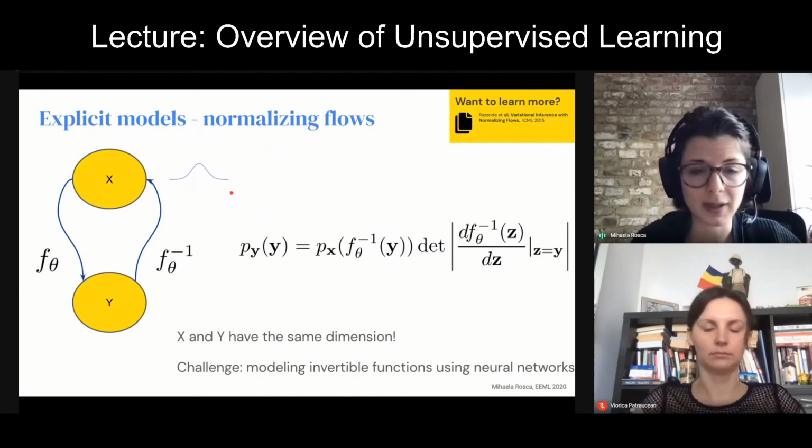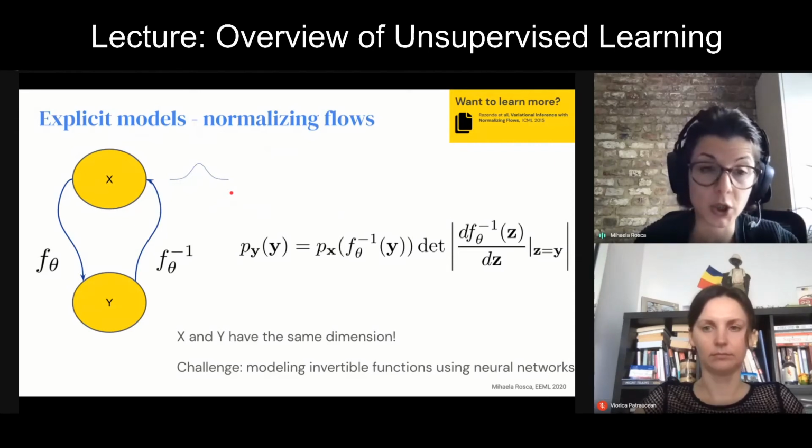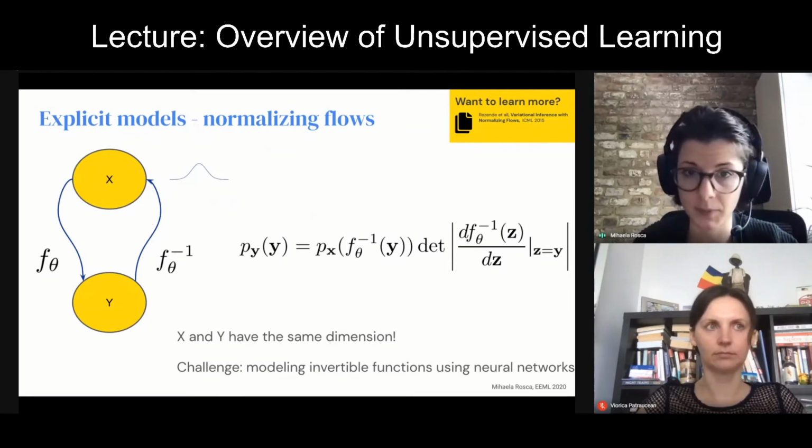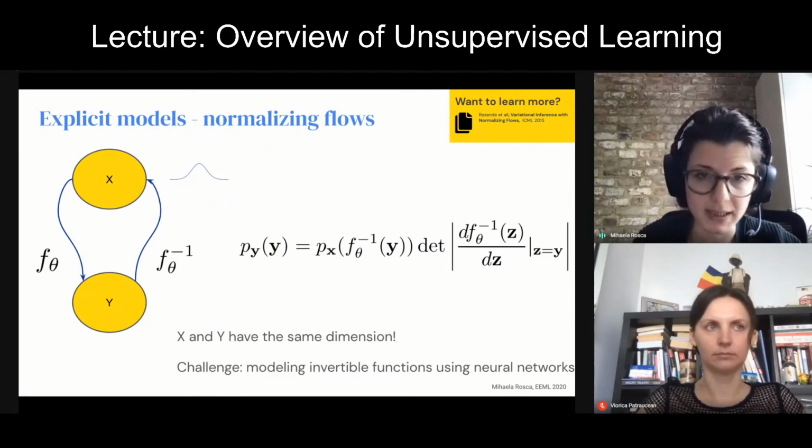This auxiliary variable, you can think of it as a latent variable, but it doesn't have the same intuitions that I've talked about before in terms of the lower dimensional space, because x and y have the same dimension. So we're just learning to transform mass in a high dimensional space. And the way we specifically do that is using invertible functions.